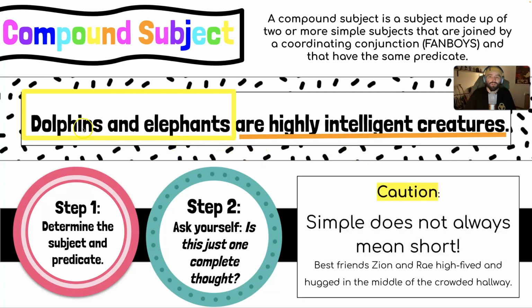Now, if we were to say dolphins are highly intelligent creatures and elephants love peanuts, now we don't have one complete thought anymore, because the dolphins are doing one thing and the elephants are doing another thing, and we are no longer using a simple sentence. So if the dolphin is doing something before that conjunction, then most likely it is no longer going to be considered a simple sentence and a compound subject. It's going to go into something different.